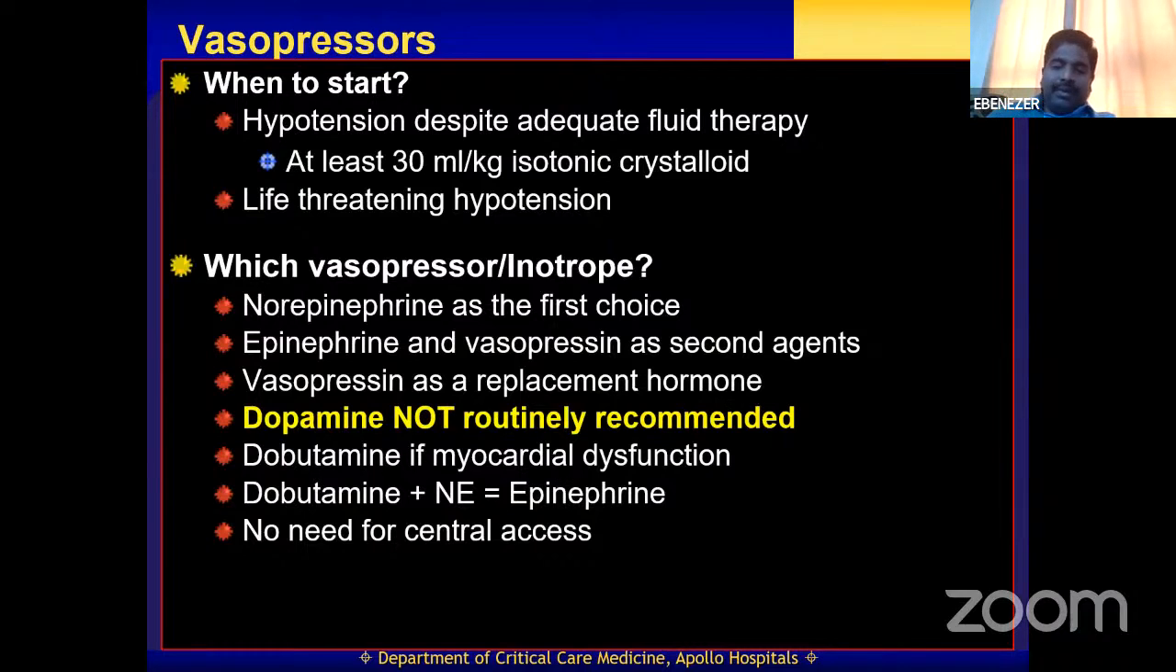Suppose that the patient is having a cardiac problem. Suppose the patient is having a poor LV. In spite of that, there is an additional insult of a septic insult. There is a myocardial dysfunction along with septicemia. Probably a dobutamine and norepinephrine combination could also be useful.